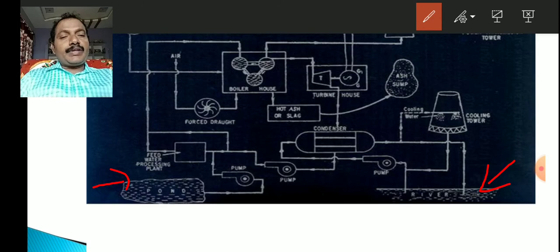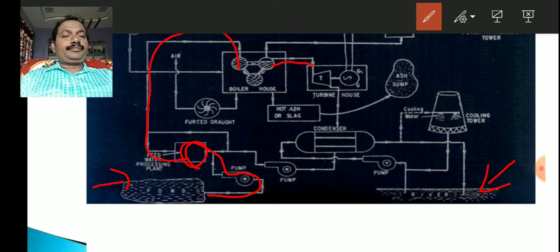So, for example, the pond water is initially pumped into this feed water processing plant. From the feed water processing plant, this water after processing is pumped into the boiler. After being pumped into the boiler, it is heated up and steam is produced. This is the initial operation.